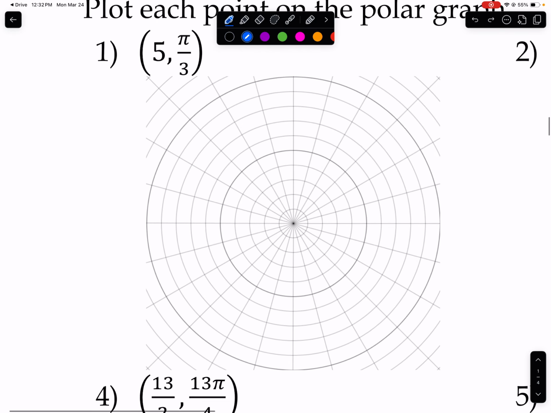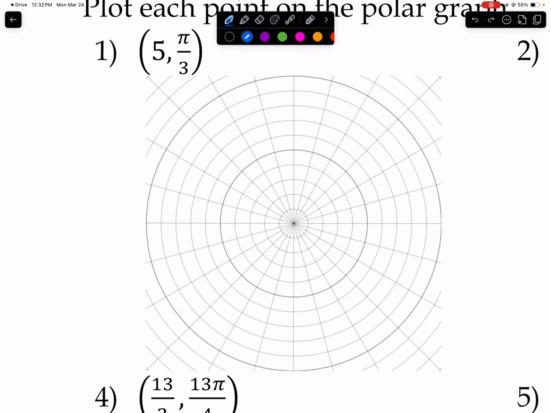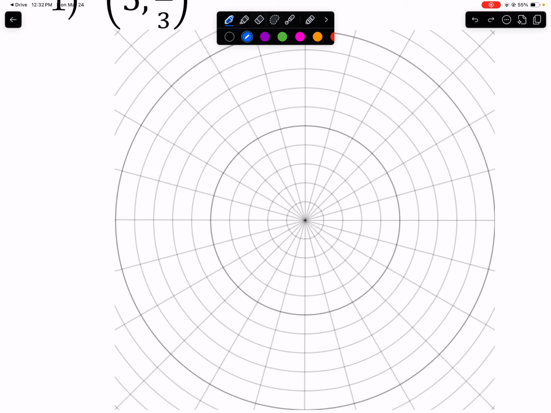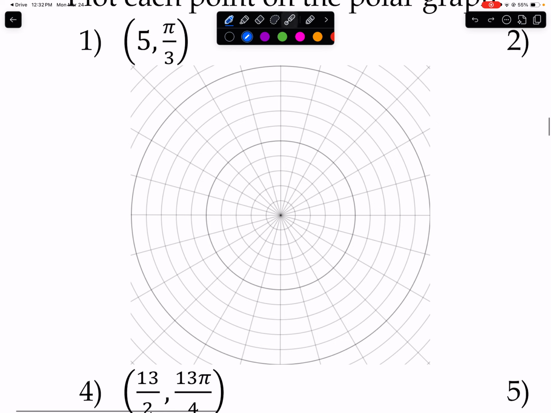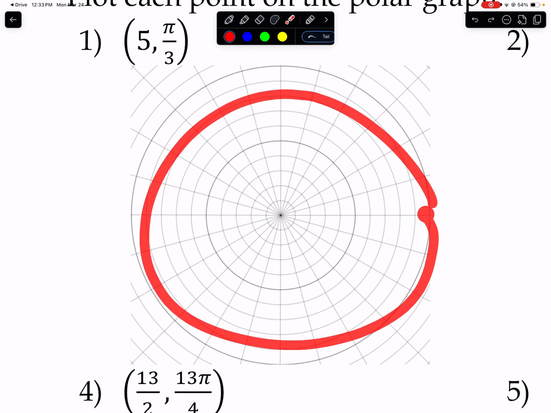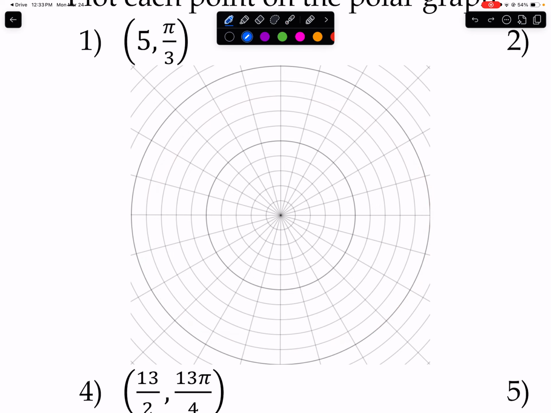Your polar graphs are going to look like these concentric circles. It's almost going to look like a dartboard or even a target. The middle, right here, smack dab in the middle, is your pole, which is the equivalent of your origin. If you look around, you're going to see all these different spokes which come from the pole. If you count the number of spokes, there are about 24 in total if you go all the way around and back to the starting spot.